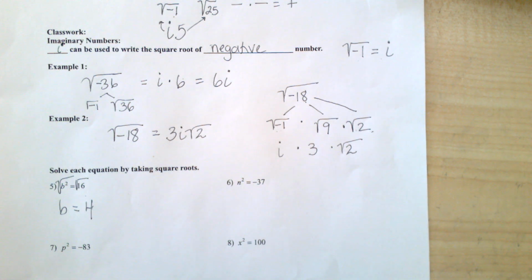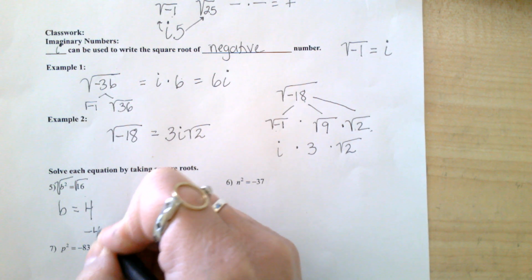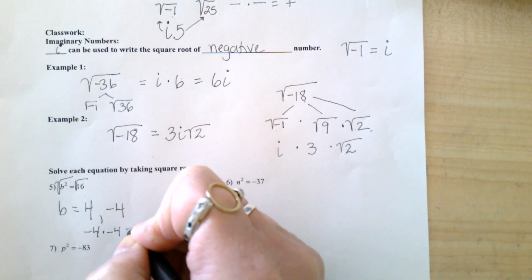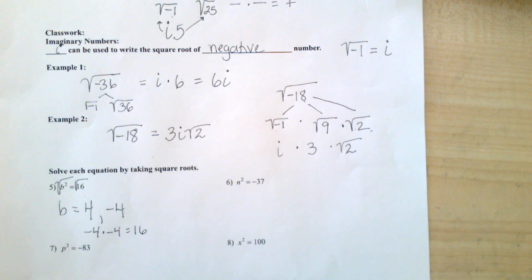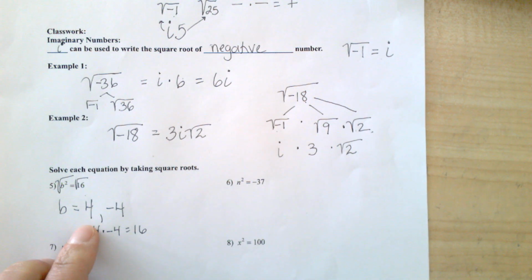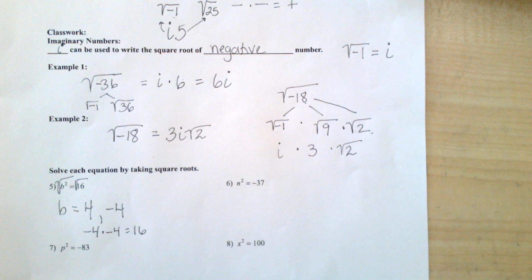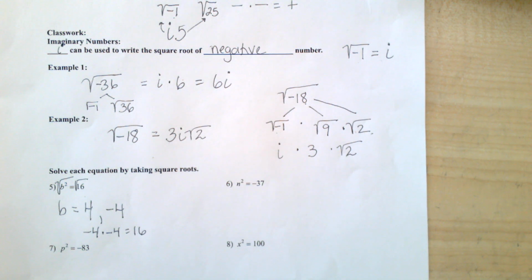However, we're solving now. So is there another number that we can take times itself? And you're right, we can do -4 times -4, because -4 times -4 is a positive 16. So we're going to have a positive 4 and a -4 because we're solving now. So there are 2 different answers here.